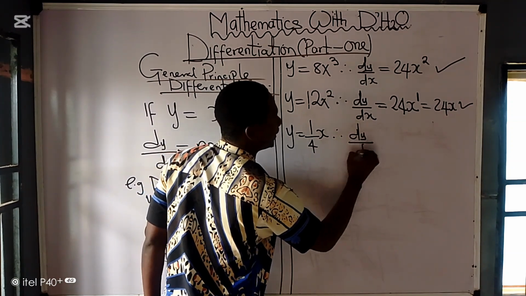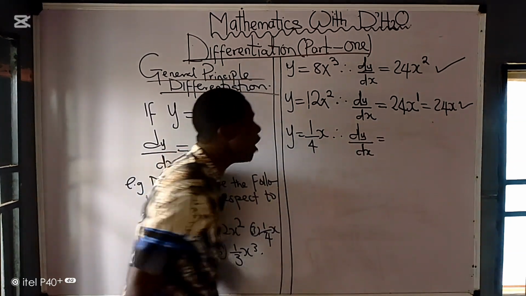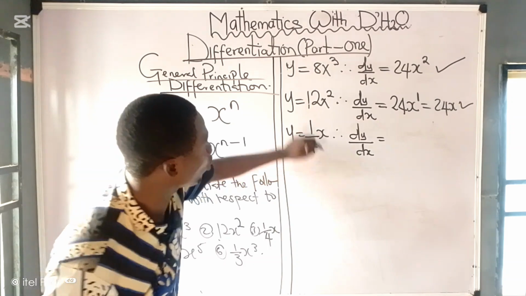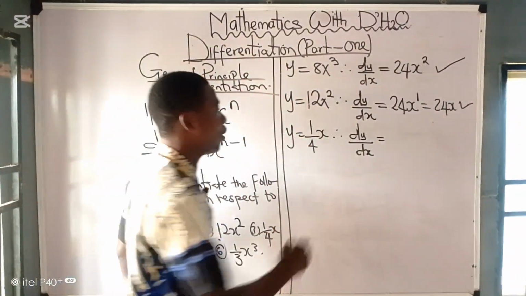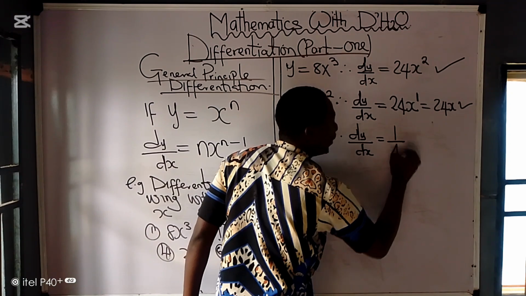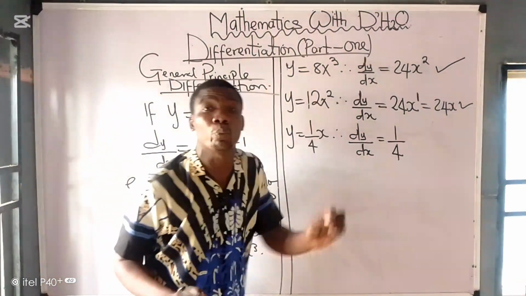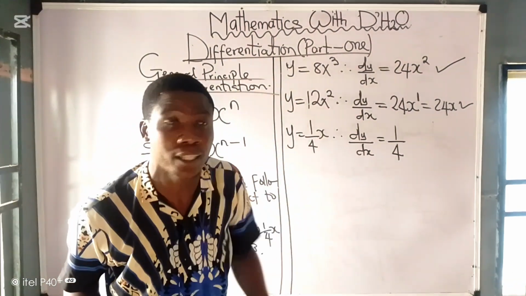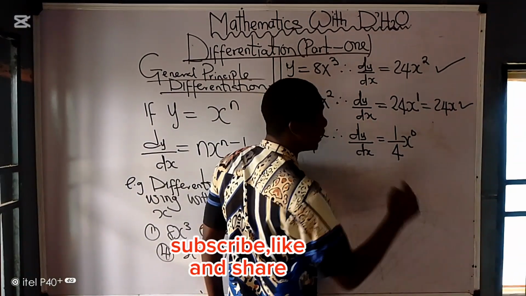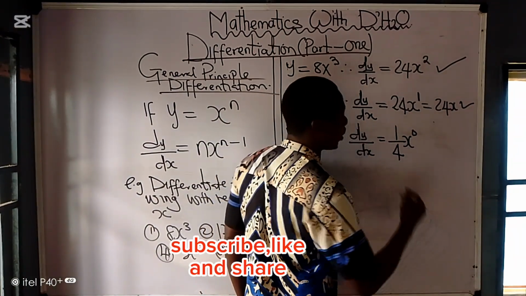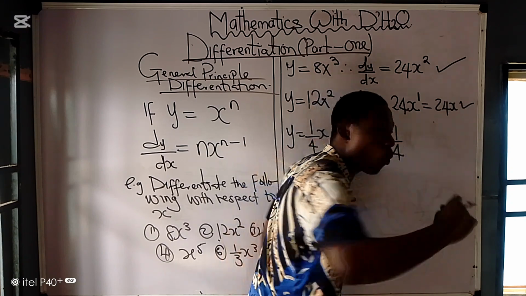Number 3, if I have y equals 1 over 4x, and I'm to differentiate it, see dy over dx. Watch carefully. The power of this x here is 1. So if I use 1 times 1 over 4, I will still get 1 over 4. Now, this x is raised to power 1 before. If I remove 1, it will become x raised to the power of 0. That is, x to the power 0 is equal to 1. So our answer will still be 1 over 4.